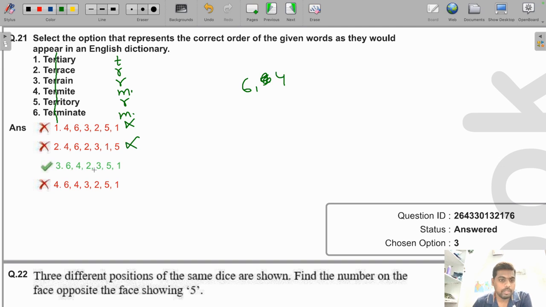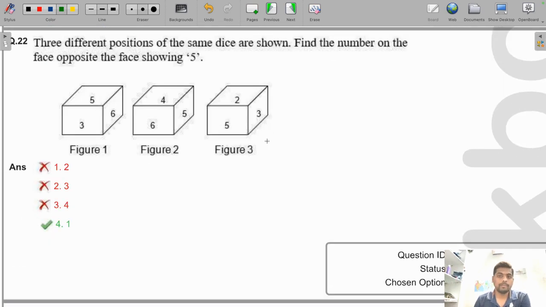Two options are left. Again we need to find out whether 2 3 is the correct series or 3 2 is the correct series. Just go to 2 and 3. Here after A, C is there; after A, I is there. So definitely the sequence will be 2 3. So no need to solve the entire question. Let us go to the next question. Dice, I mentioned in the concept videos also. What you need to do is, they are asking for the opposite of 5.